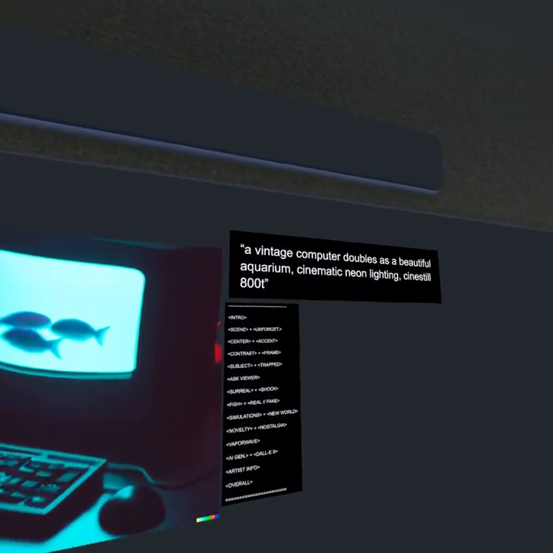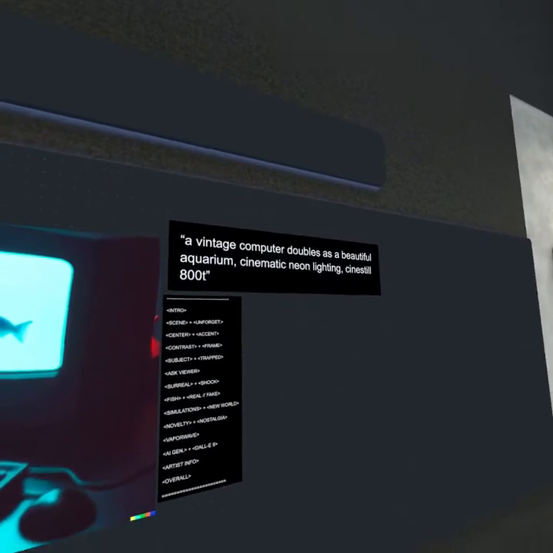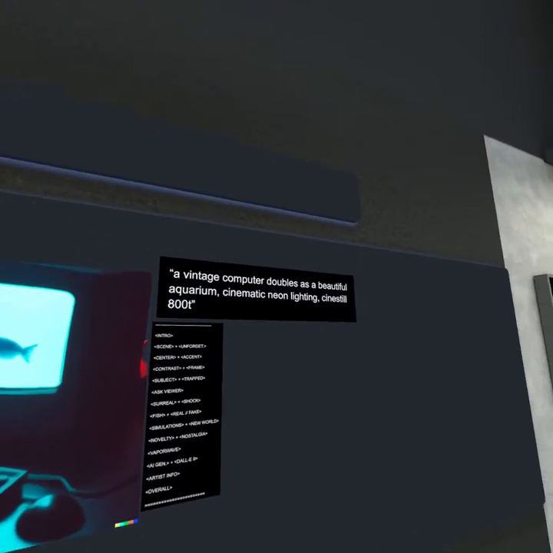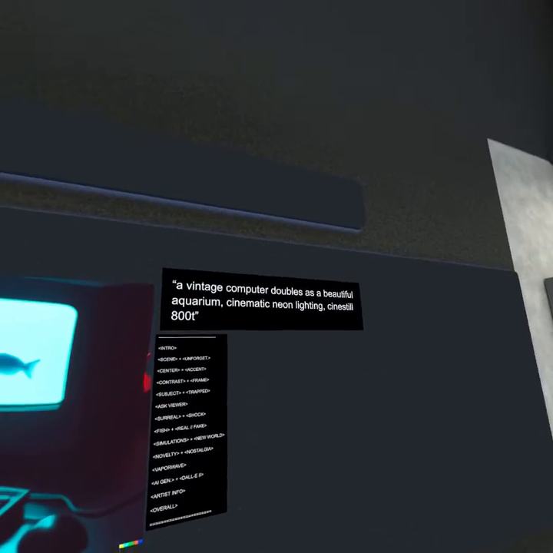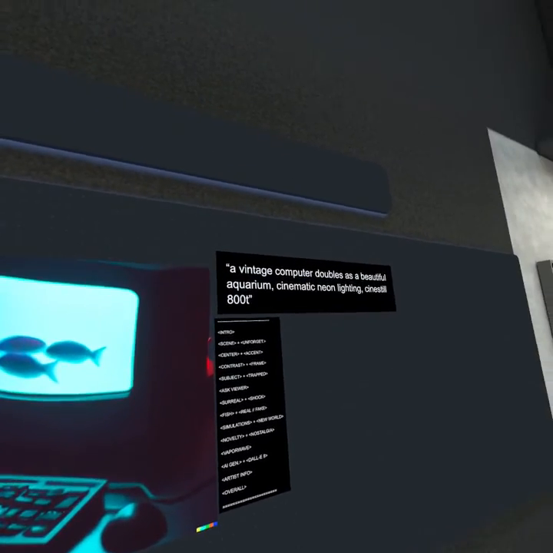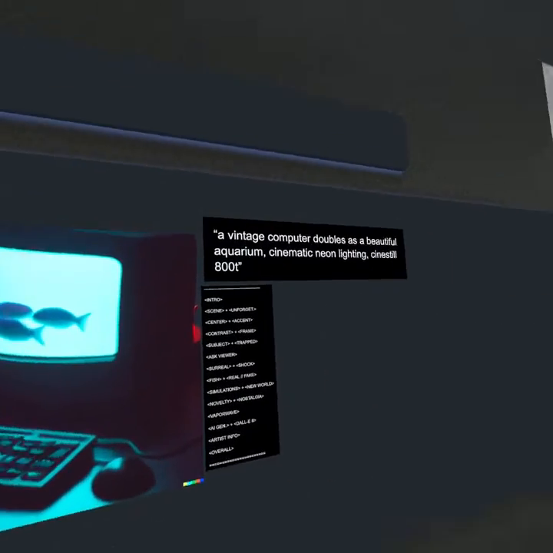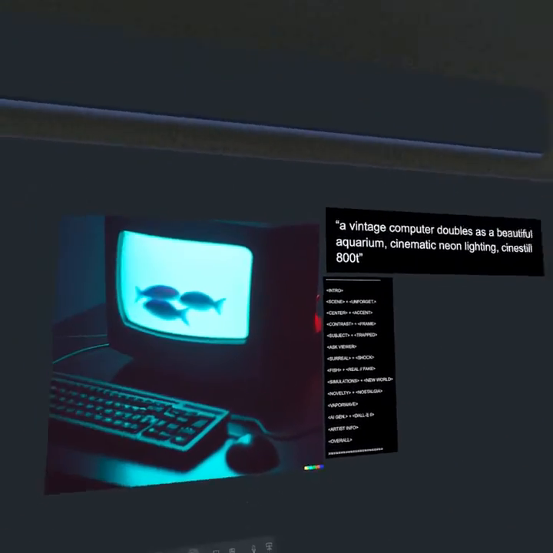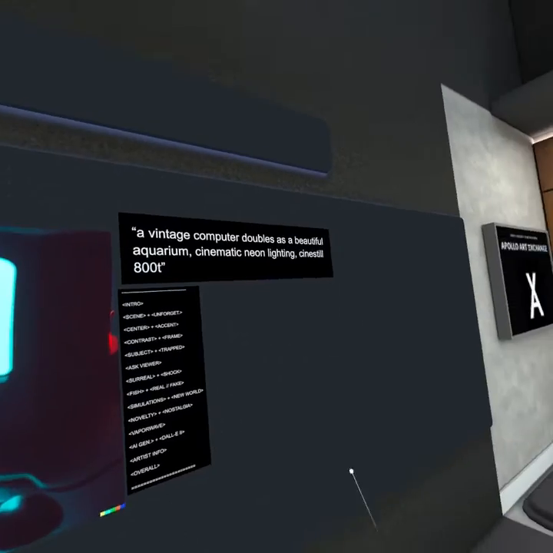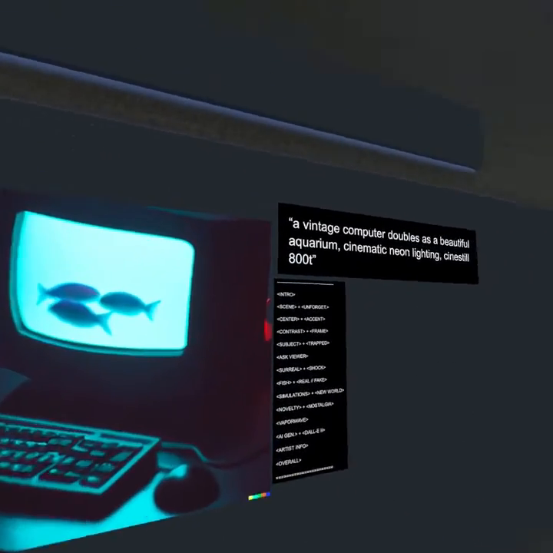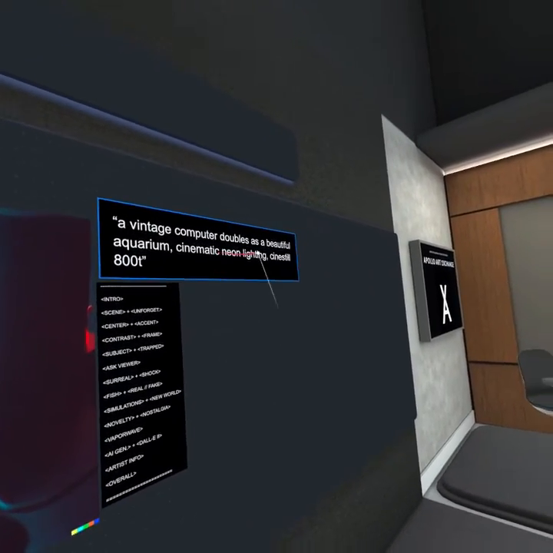So we have, quote, "a vintage computer doubles as a beautiful aquarium, cinematic neon lighting Cinestill 800T." So a vintage computer which doubles as a beautiful aquarium. We certainly see that cinematic neon lighting. We certainly see all of those elements here. And what's interesting, the AI has to interpret what we're asking, right? So, doubles as a beautiful aquarium.